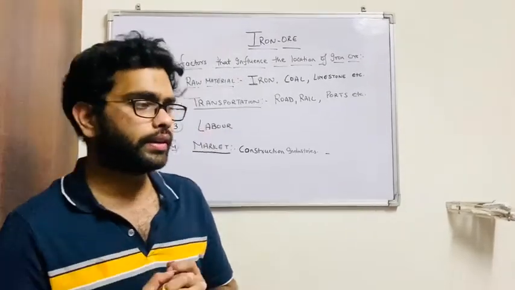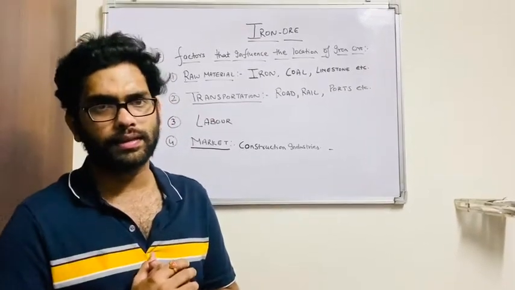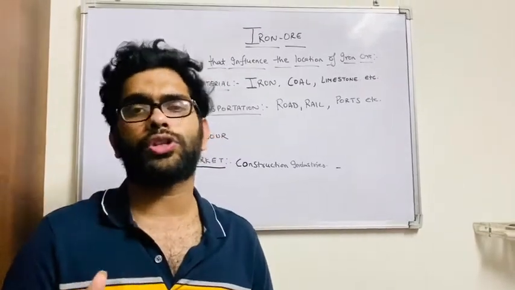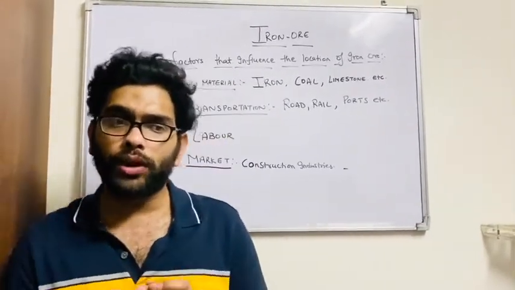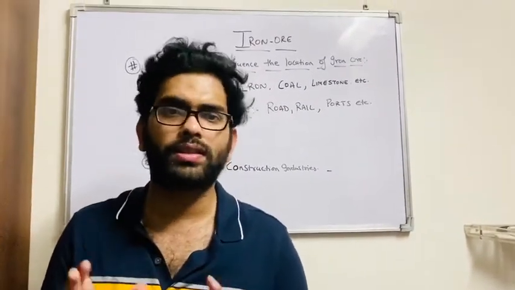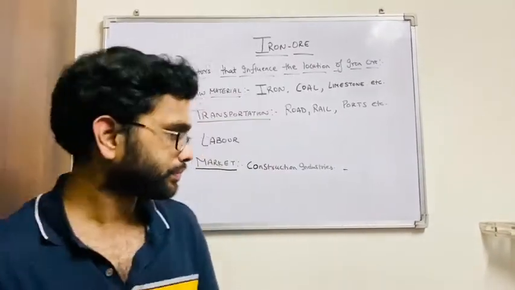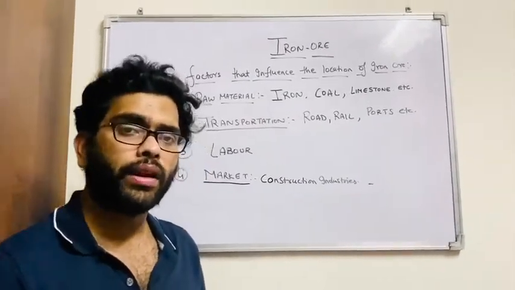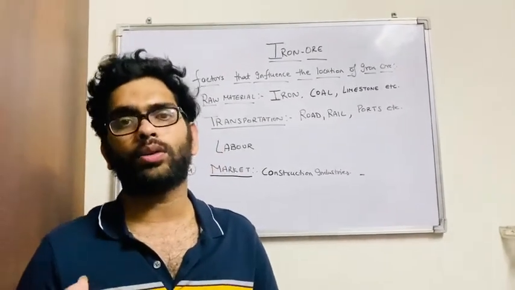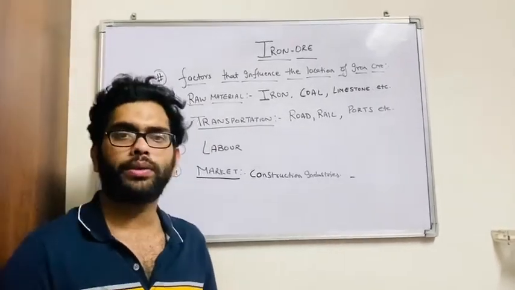Okay? So in this lecture we are going to discuss two important aspects of iron ore. The first aspect is the factors which influence the location of the iron ore industry, because you cannot set up the iron ore industry at any place. It's a very heavy industry. It comes under the category of heavy industry. Okay? The second important point is what are the impurities we get in iron ore. So these two important factors we are going to discuss in this lecture.